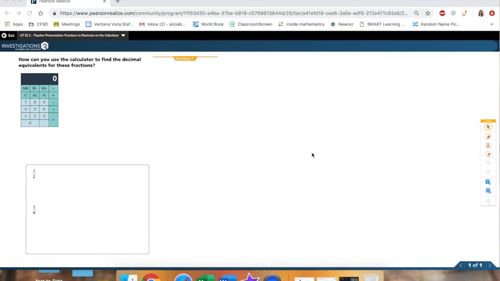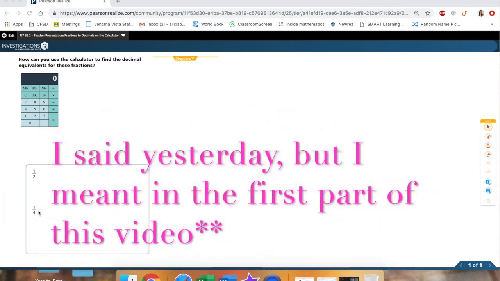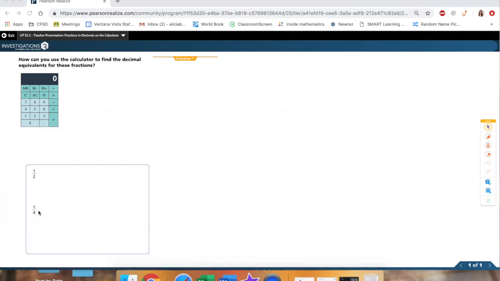All right, so let's say that I want to find the decimal equivalents for these fractions, 1/2 and 1/4. And I don't know what they are. How can I use a calculator to find out? Okay, here's a hint. Think about the work that we did yesterday and what we talked about. On that last screen, we had 3 divided by 8, and 3 was in our house and 8 was outside of our house, so how would I do that?